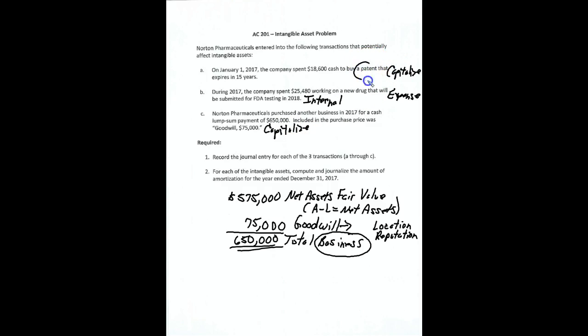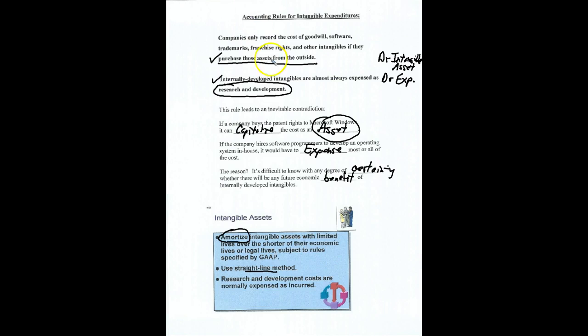So we have two assets, the patent and the goodwill that we capitalized before. And then we expensed research and development. Okay, so we've done number one. Number two, journalize the amortization. So just like we allocate costs for the physical assets via depreciation, we also will allocate costs for intangibles, but instead of depreciation, we call it amortization. So let's look at the rules for that. Intangible assets with limited lives are subject to rules by GAAP, and we would use straight line.